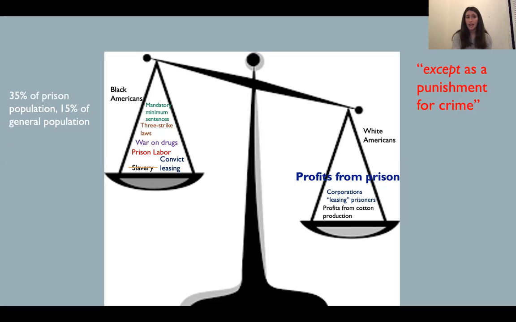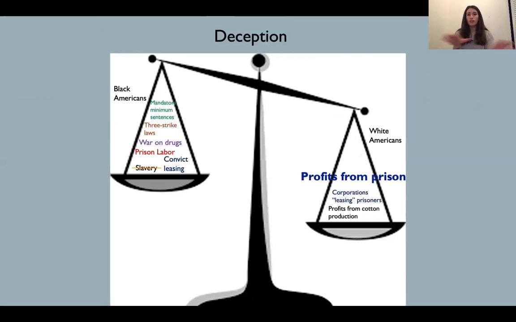Now, in our modern day, 35% of the prison population is Black Americans, while Black Americans only make up 15% of the general population. It's clear that those rates simply do not line up. And when it's all lined up like this, it's fairly recognizable that Black Americans have been treated horribly and have been used to fuel the profits of white Americans.